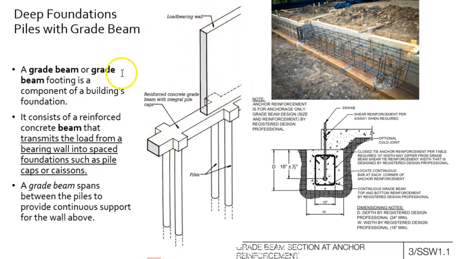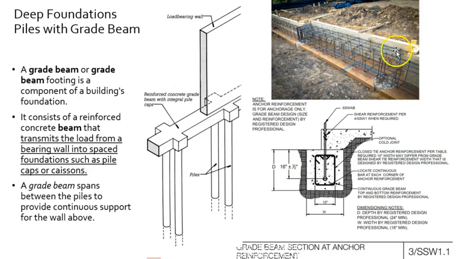So a grade beam or a grade beam footing is a component of the building's foundation, consists of a reinforced concrete beam, that's what's right there, that transmits loads from the wall above down into the pile. So the loads come down through the wall into the grade beam and then move horizontally until they find the pile and then come down. Grade beams span between piles. That's right here. That's the area that's spanning between those piles.